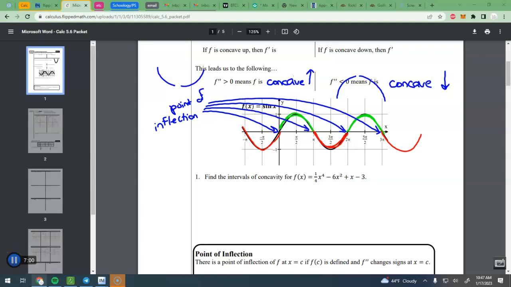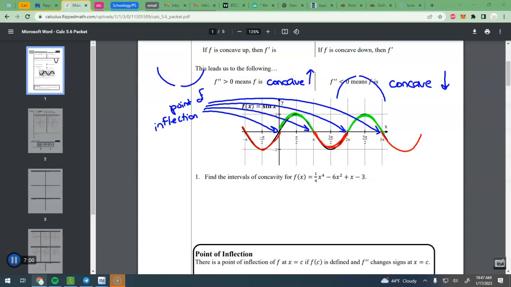So this is the original function. We're concave up here. What does that mean is true about the second derivative in this red area? It's positive. Second derivative is positive. Now we're concave down, so the second derivative is negative. What's the second derivative right there at that point of inflection?